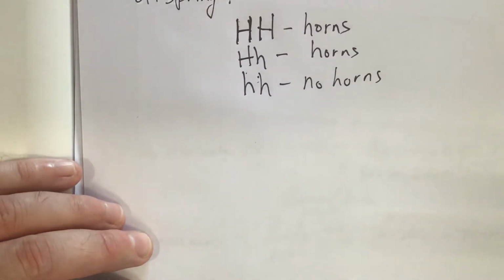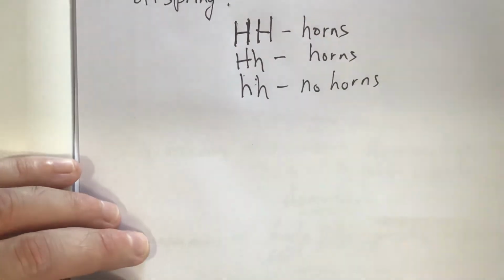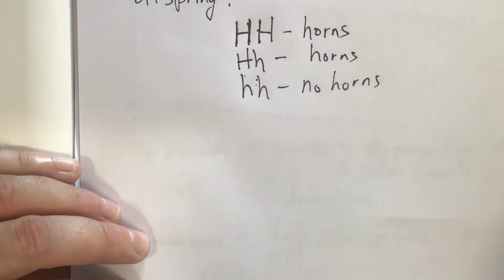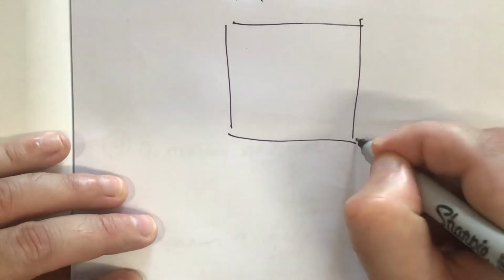Okay? You can use whatever letters you want, just as long as it's clear with what you're doing. And sometimes using the same letter just helps to keep it clearer. Okay? So we're going to do a Punnett square, it said. We're going to do our square. Okay?